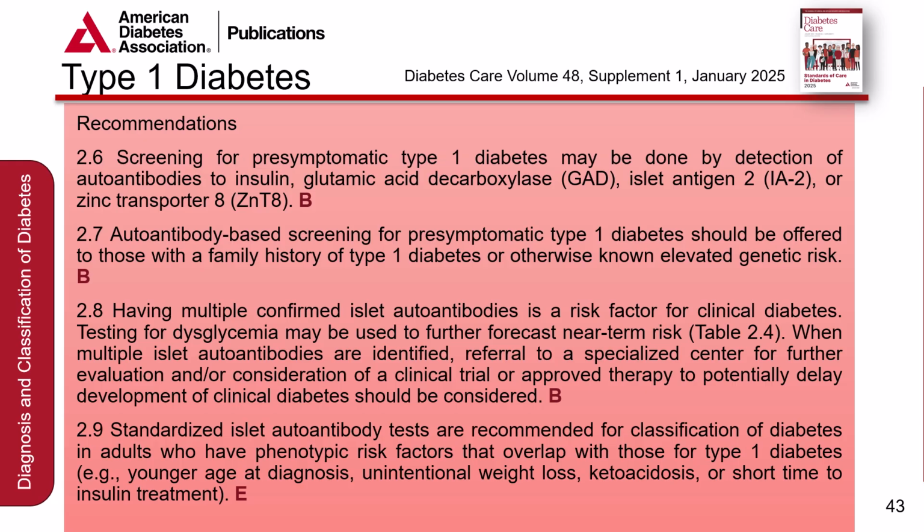2.9. Standardized islet autoantibody tests are recommended for classification of diabetes in adults who have phenotypic risk factors that overlap with those for type 1 diabetes, for example, younger age at diagnosis, unintentional weight loss, ketoacidosis, or short time to insulin treatment. Level of evidence C.